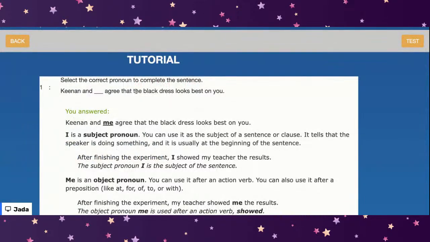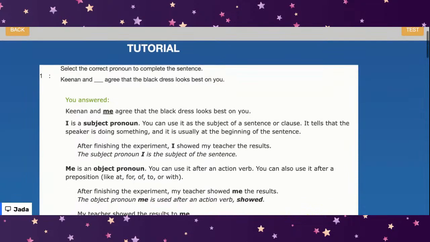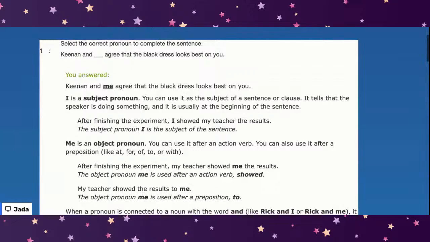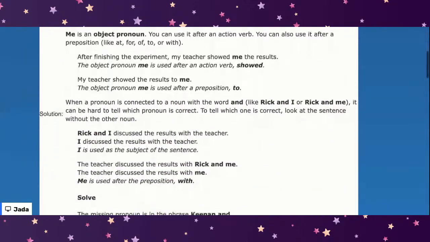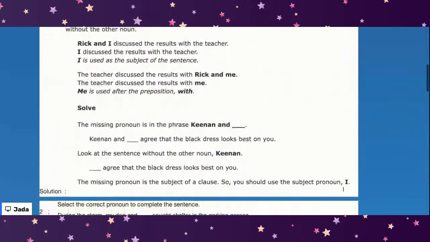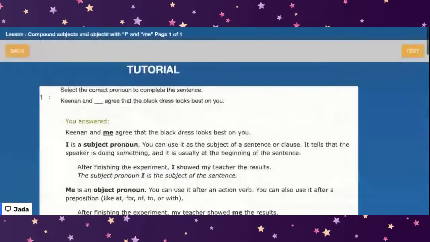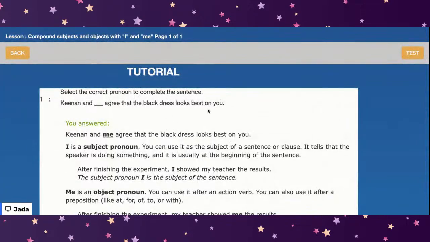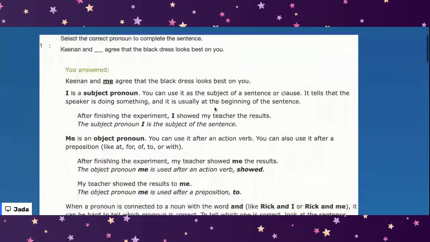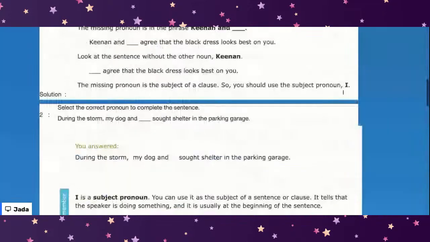Kenan and Dash agree that the black dress looks best on you. So Kenan and I, or Kenan and me. Kenan and me agreed that the black dress looked good, or I. So you have to say I. You can also use I to check. If you say "I agree that the black dress looks best on you," it's also great. So I is the most suitable pronoun.